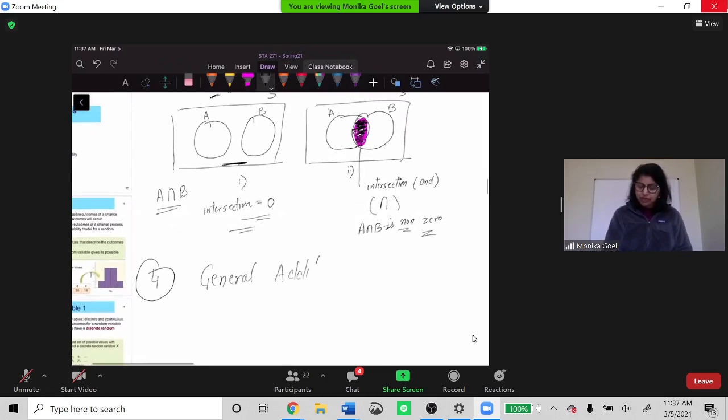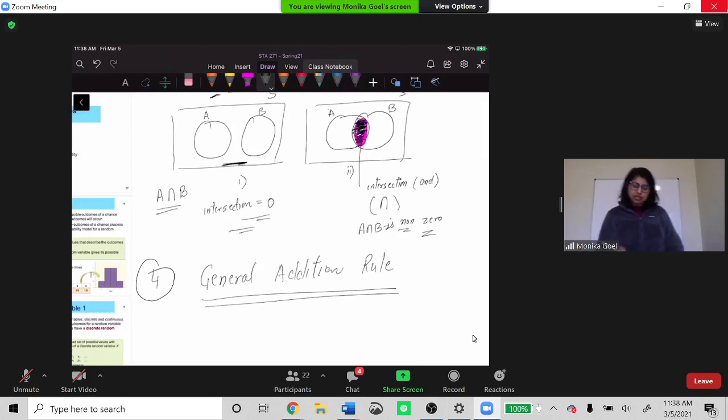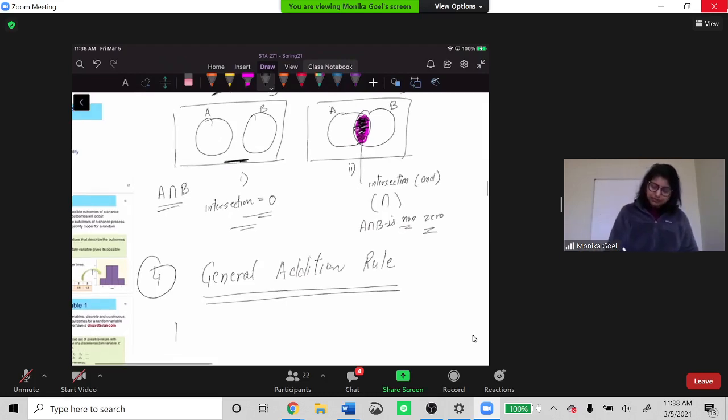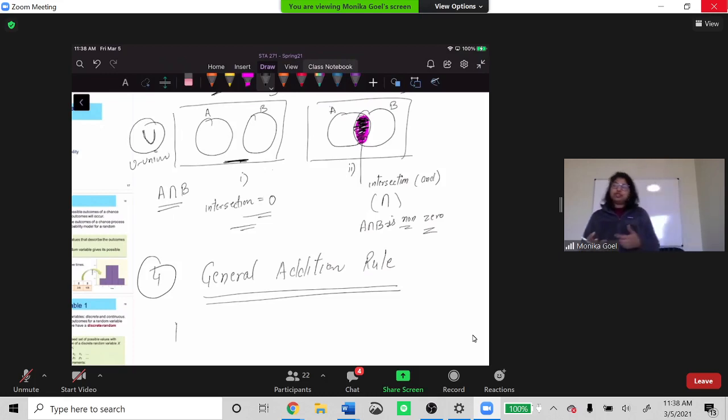This rule is very important because it keeps changing depending upon what kind of events you are working with. First I'm writing the general addition rule for overlapping events, which we generally just call the general addition rule. It implies that we are talking about overlapping events. In this rule, we denote union as U, and the opposite of U is intersection, so you can flip it.